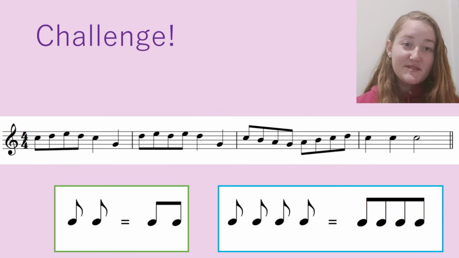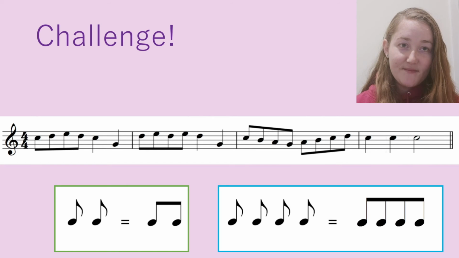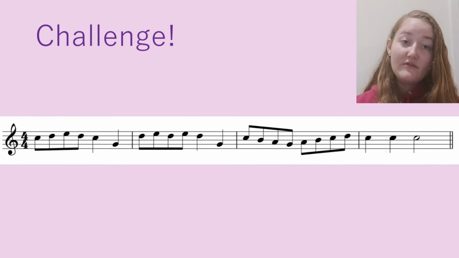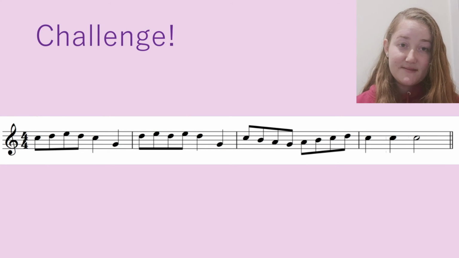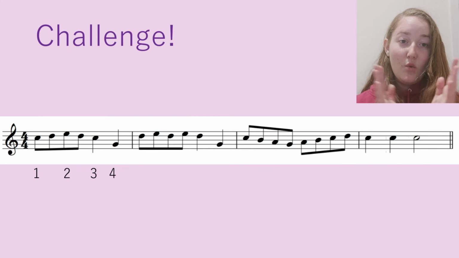So if you look at the first bar of this example piece of music, we have 4 quavers at the start. And this, because each quaver is half a beat, means that they will take up 2 crotchet beats. So you can count and clap this bar like this. 1, 2, 3, 4.